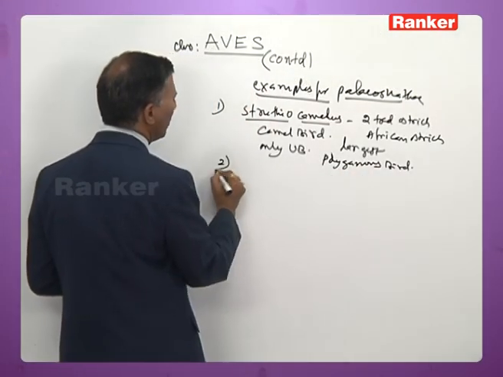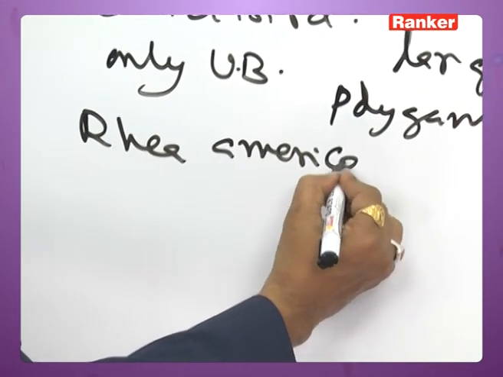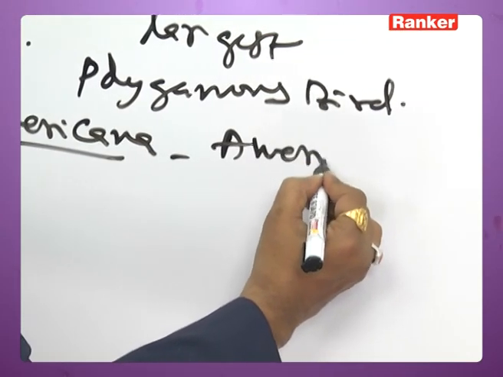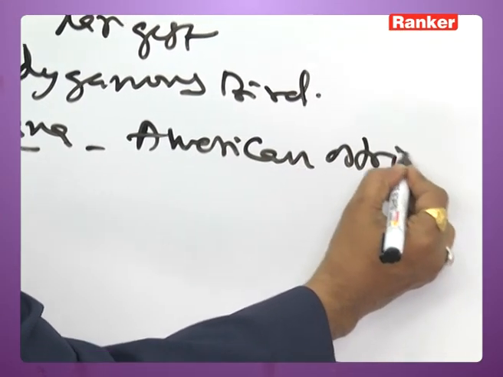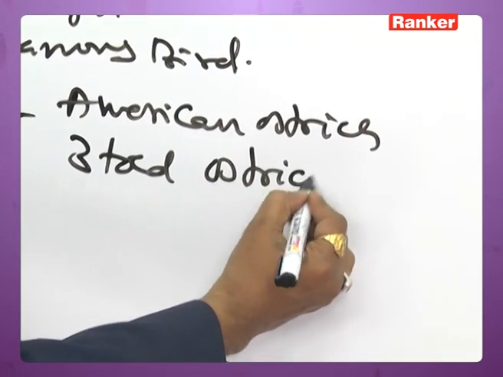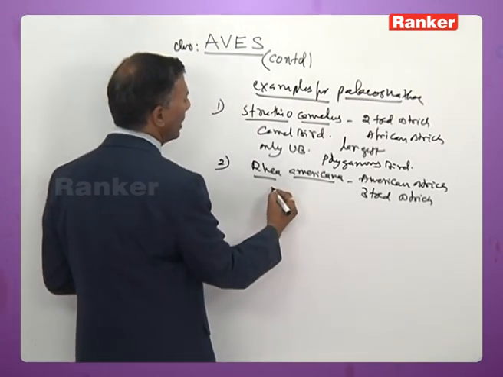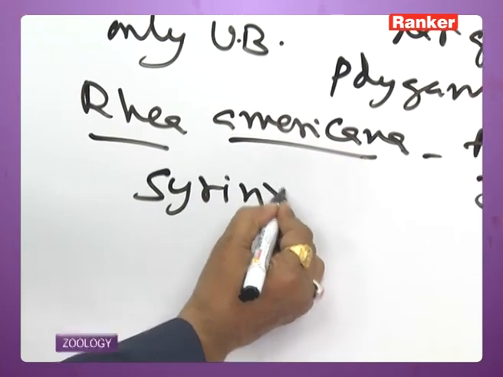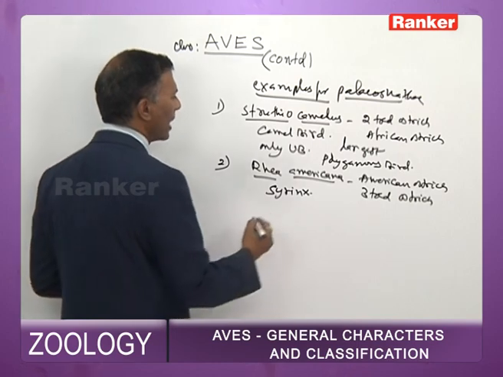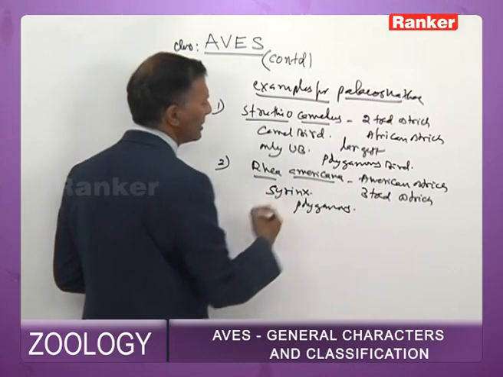The next example you have is Rhea americana. This is commonly called American ostrich. It is also called three-toed ostrich. And it is the only flightless bird with sirens. Rhea americana is also a polygamous bird.